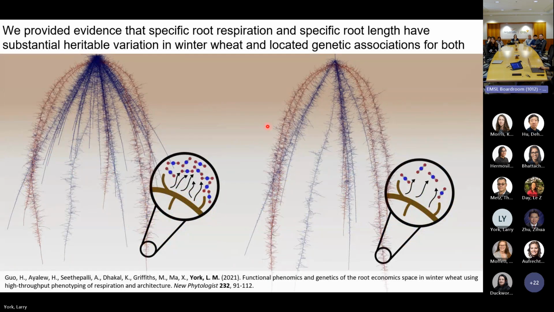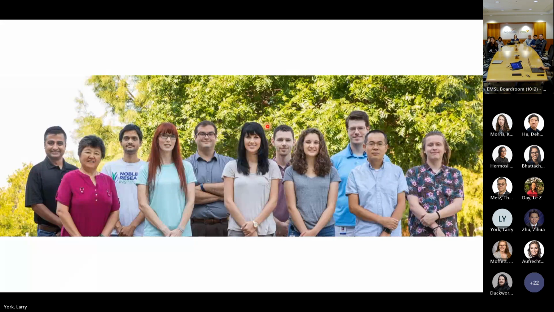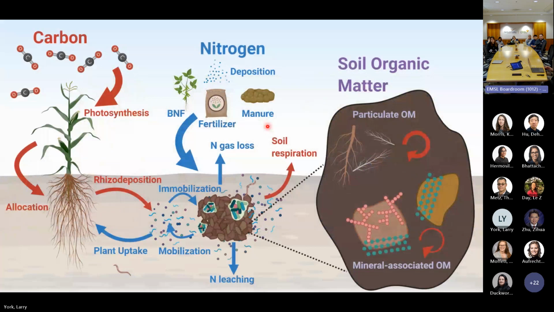So I've shown you why root carbon efficiency matters with some of this work, I hope. And I want to just briefly thank my team at Noble from before I went to Oak Ridge, a really great group to work with. And now I want to tell you more about when I went to Oak Ridge.